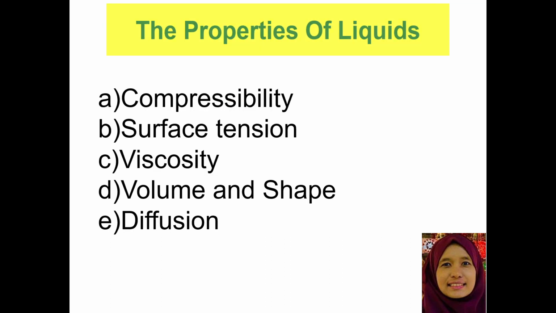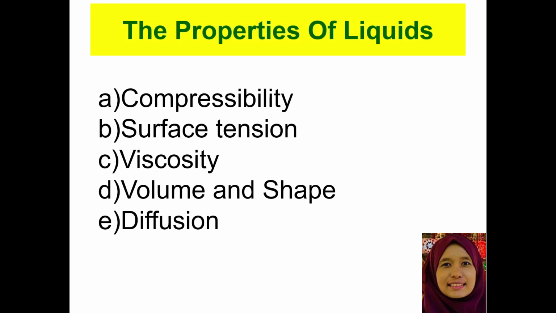Okay, we start with 5 properties of liquid. Okay, volume and shape, ni kita gabung. So we start with compressibility, untuk compresskan dia. Surface tension, tegangan permukaan. Okay, viscosity, kelikatan, keupayaan dia untuk mengalir, viscosity. Okay, volume and shape, and the last one diffusion ialah resapan.